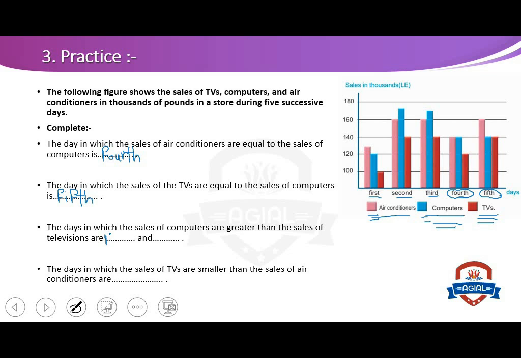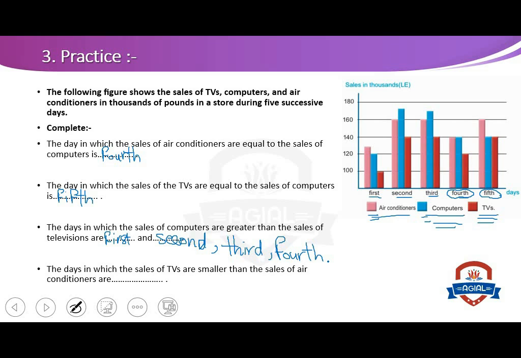So we have the 1st day and the 2nd day, and we have the 3rd day, and the 4th.